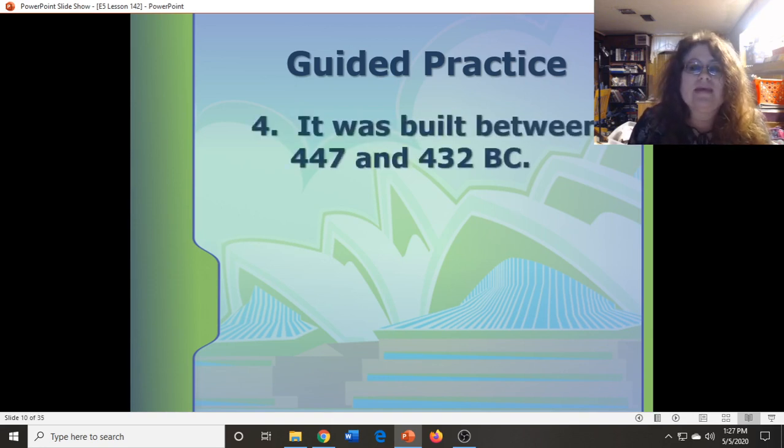Number 4, it was built between 447 and 432 BC. So first we get rid of our prepositional phrase between 447 and 432 BC. Now we only have 3 words to work with. It was built. Looks similar to the sentence in number 3. The subject is a pronoun, it. The verb is the verb phrase was built. Again, was is acting as the helping verb. Built is the main verb. It makes sense when you put it together. It was built.